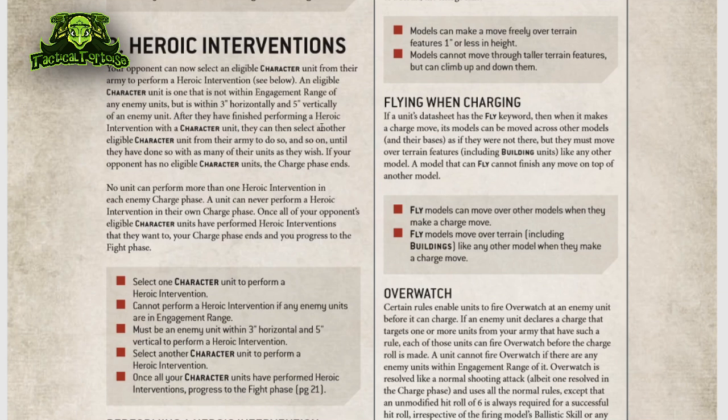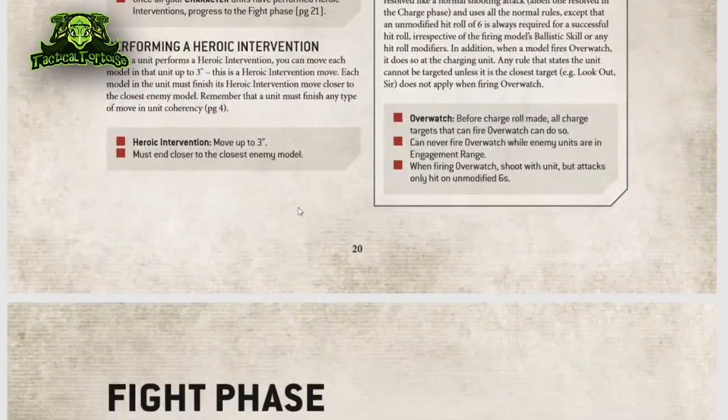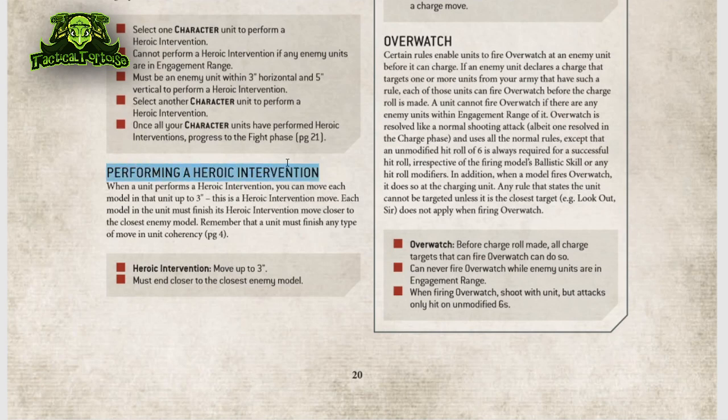So the weird situation in 8th edition where you could declare a Heroic Intervention, then not move because the movement was optional, then get any benefits you got from heroically intervening, that's gone. Now there are some additional rules for fighting models that heroically intervened in the fight phase, which we'll talk about in a sec. So you will have to be a little bit more careful about where you intervene.